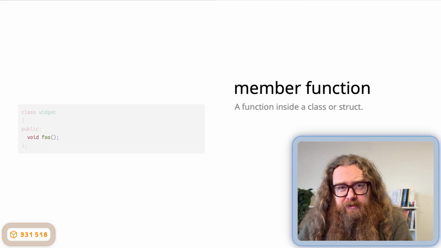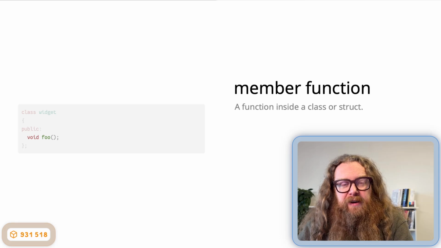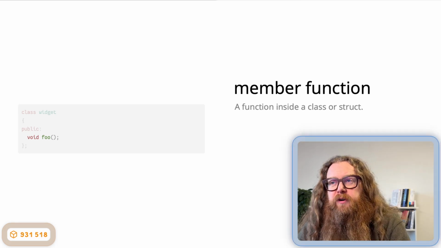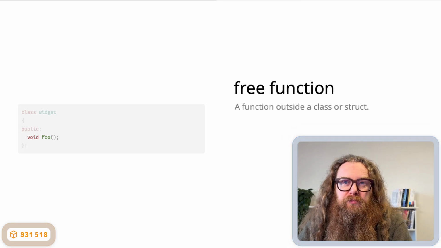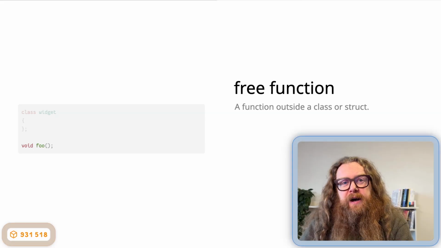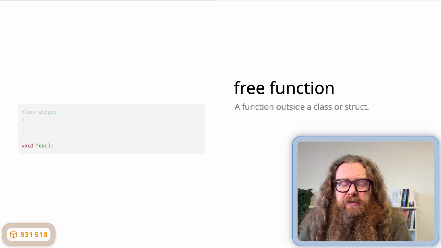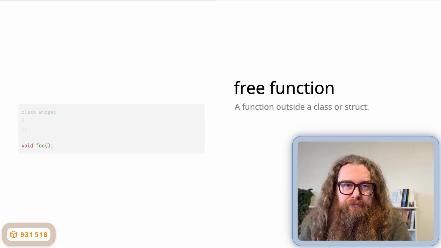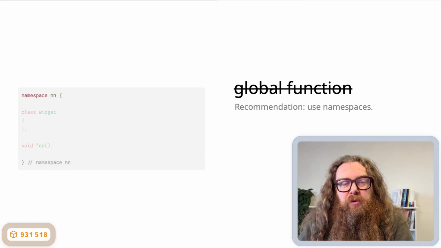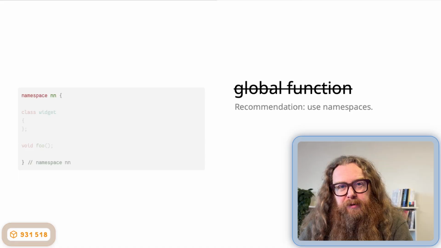In C++, functions can be inside a class or a struct. This is what we call a member function. They can also be outside a class or struct. This is what we call a free function. Don't use the term global function unless the function is actually implemented at the global namespace, which is not something that is recommended.